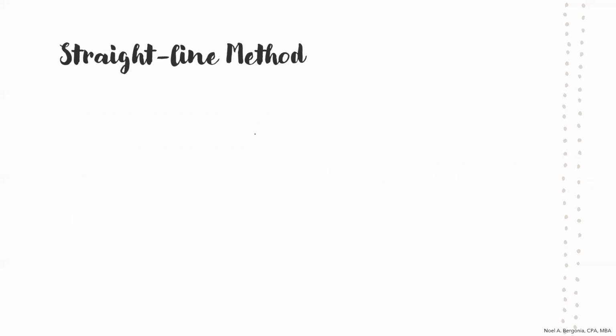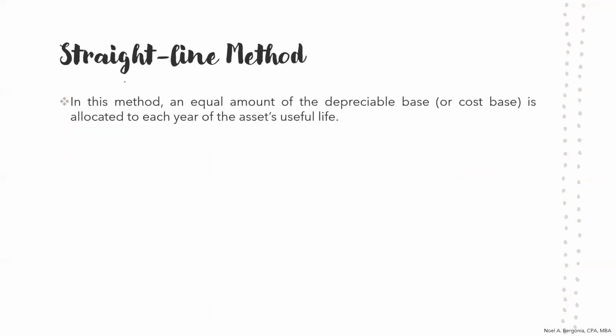So let us move on to the straight line method, which is the focus of our discussion in depreciation right now, so we can determine how much we will enter for the debit to depreciation expense and credit to accumulated depreciation. When we say straight line method, compared with the other methods that you have seen a while ago, from the word itself, straight line, there should be an equal amount of the depreciable base allocated to each year of the asset's useful life. So from the definition itself, the depreciation per period is equal.